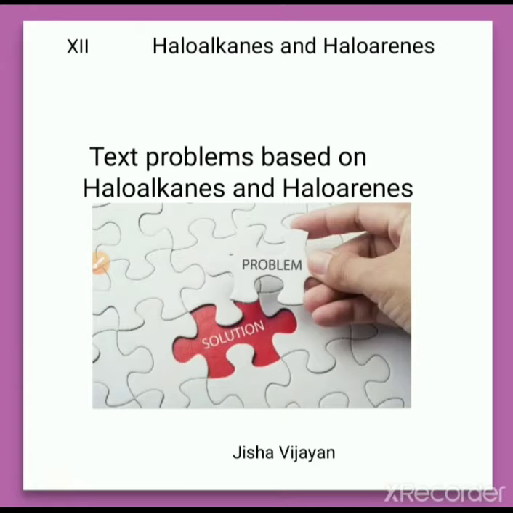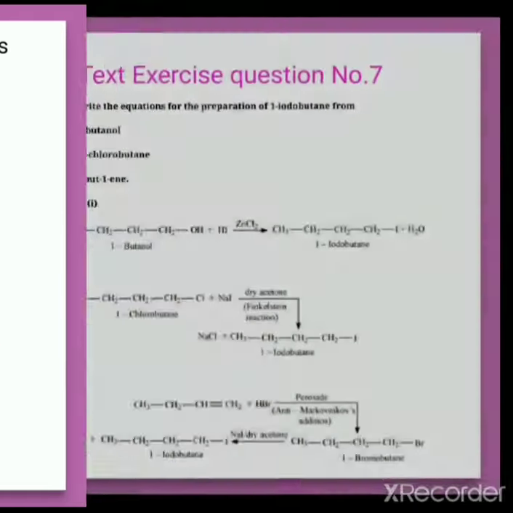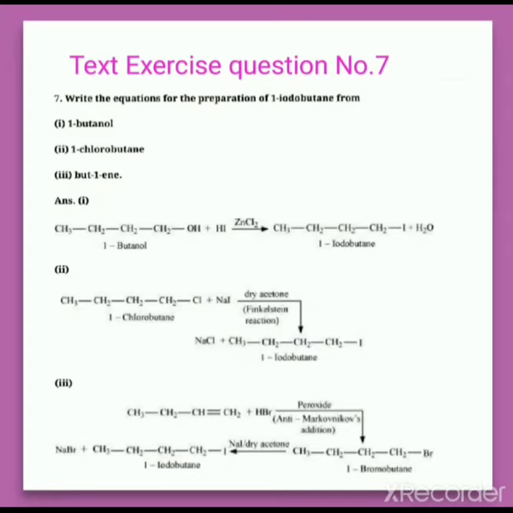Hello students, let us do a text problem based on haloalkane and haloarene. This is one of the textbook exercise questions, that is question number 7. So let us discuss this question. Question number 7. Write the equations for the preparation of 1-iodobutane from 1, 1-butanol, 2, 1-chlorobutane, 3, but-1-ene.